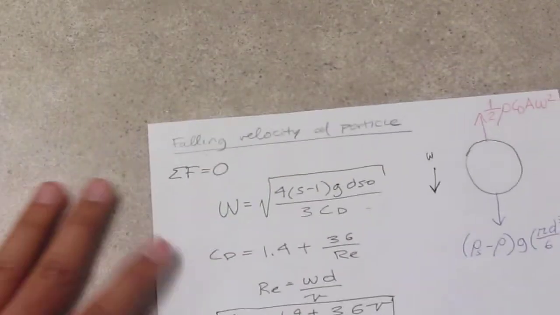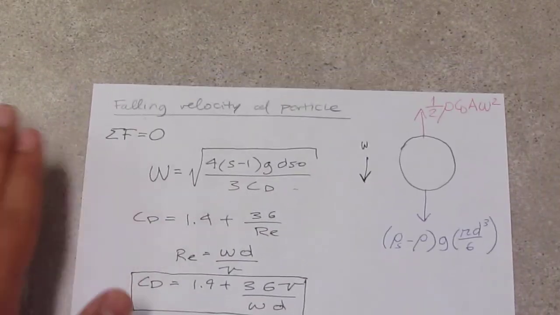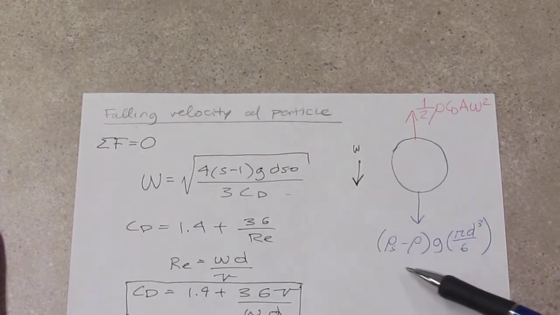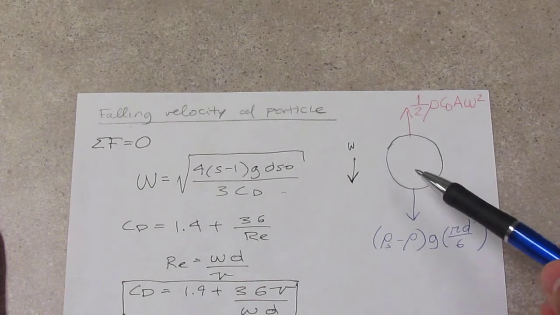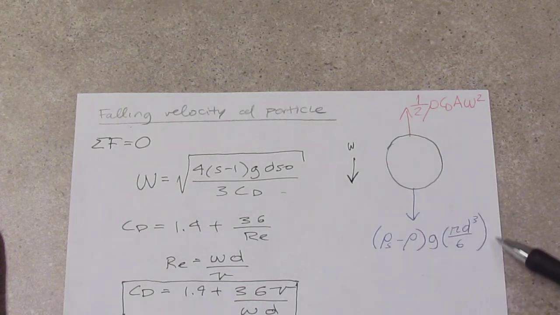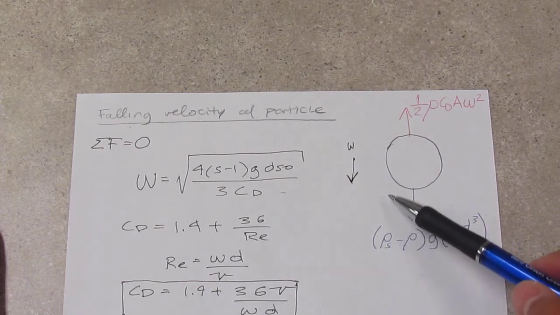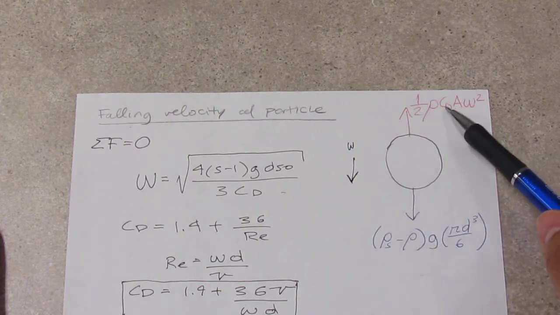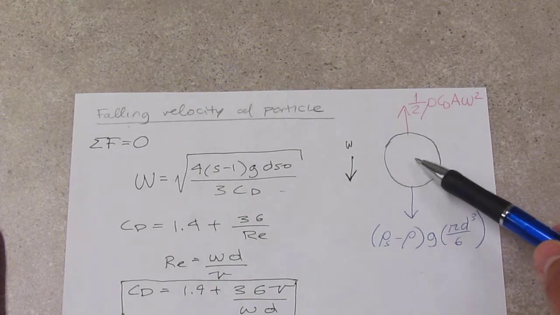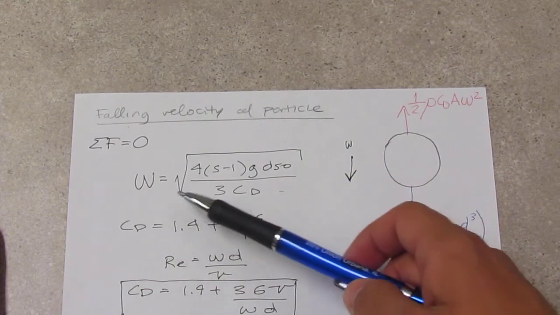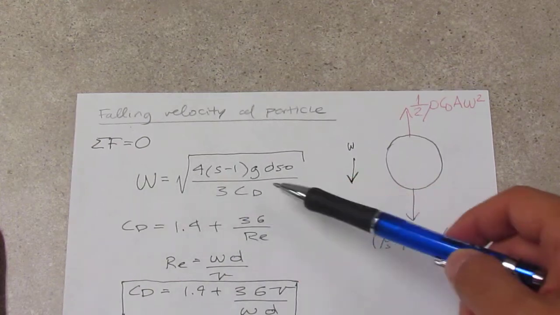As we know, the falling velocity of a particle will be constant when the driving forces of the particle equal the forces resisting the motion of the particle. Setting these two forces equal to 0, we get this simple term right here.